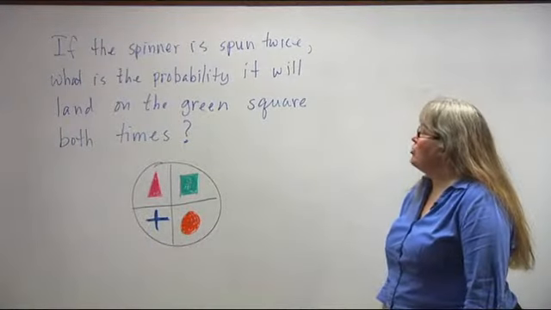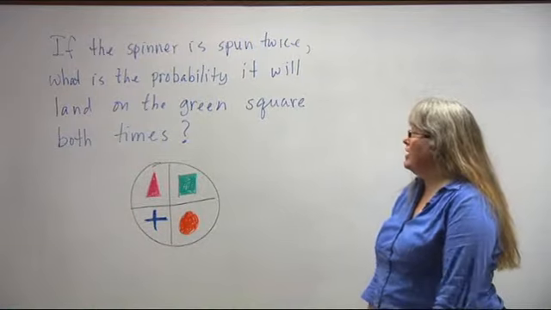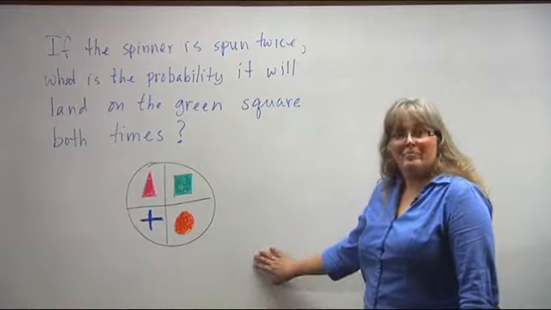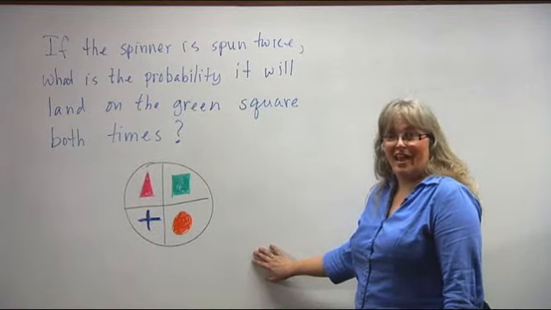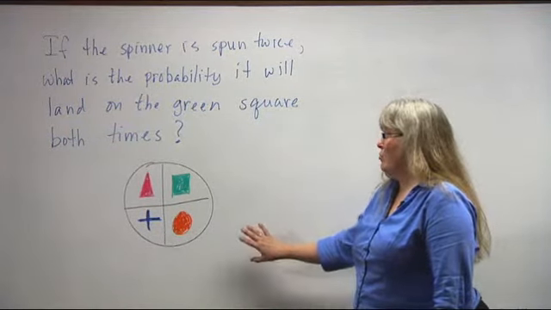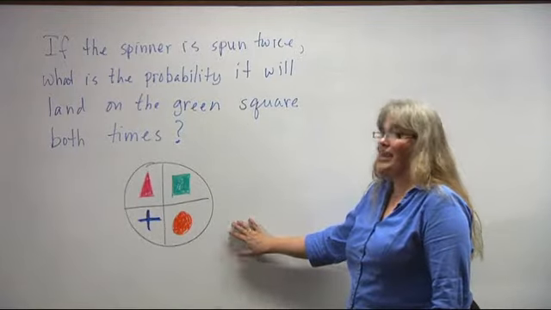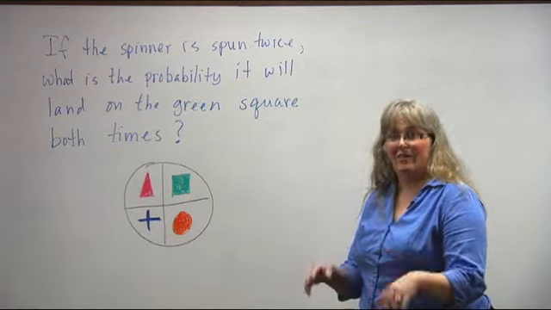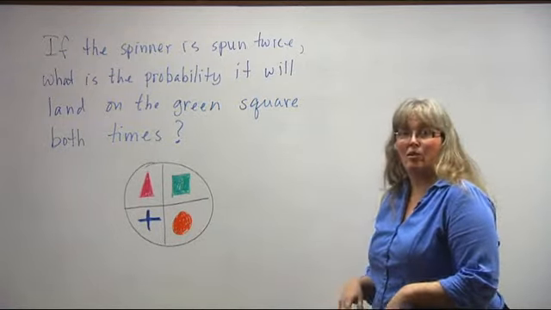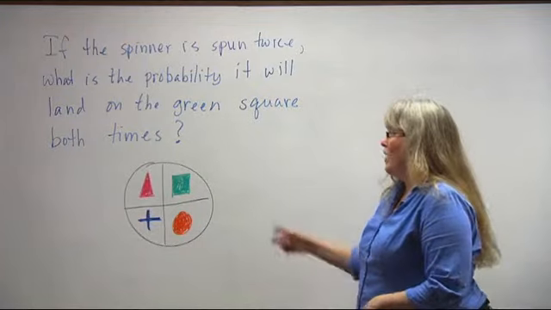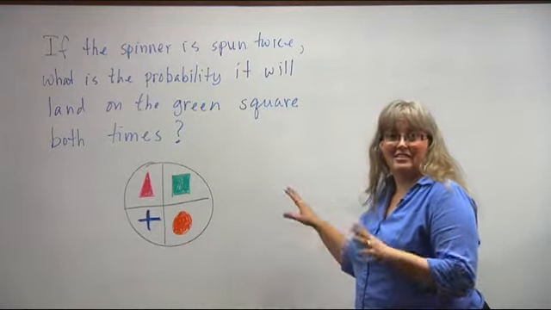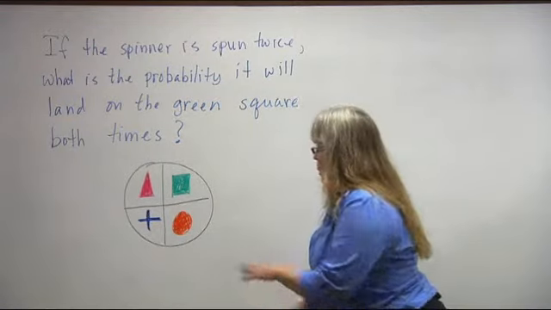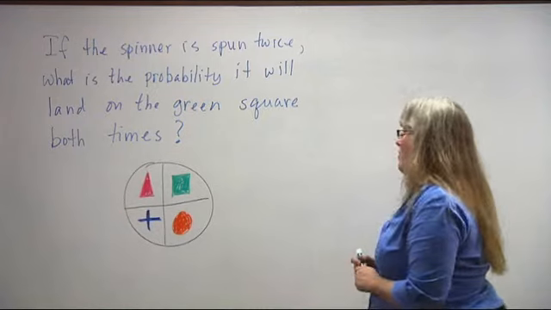If the spinner is spun twice, what is the probability it will land on the green square both times? This problem is a little bit more complicated than some of the others we've looked at, because we are looking at a series of events rather than just a single event, like rolling the die once or spinning the spinner once. We're doing this twice. And what happened before is a key part of what happens later when we put it all together.